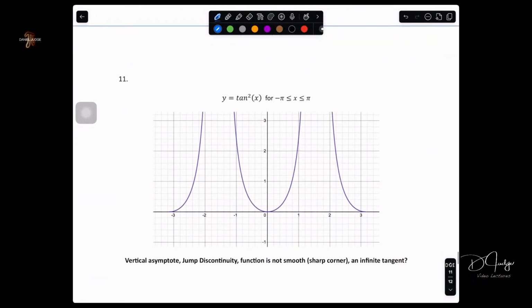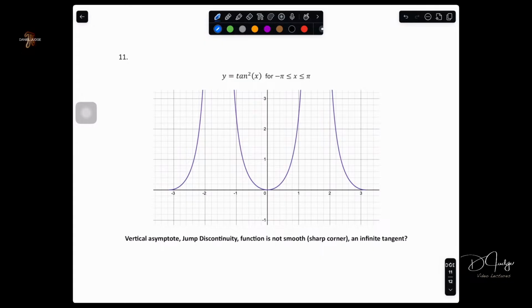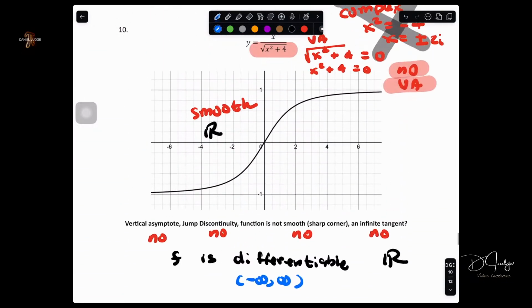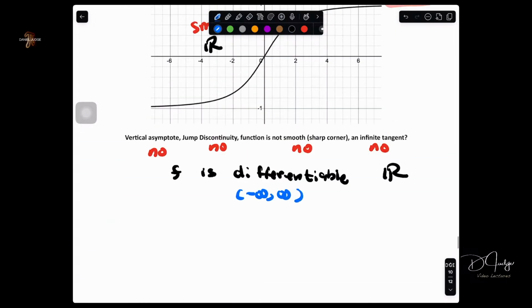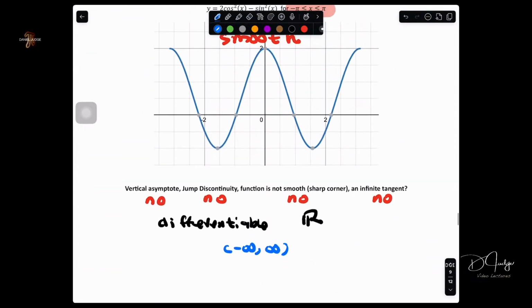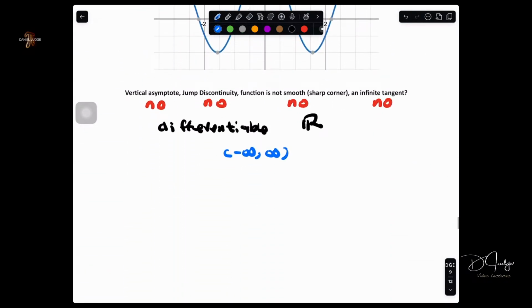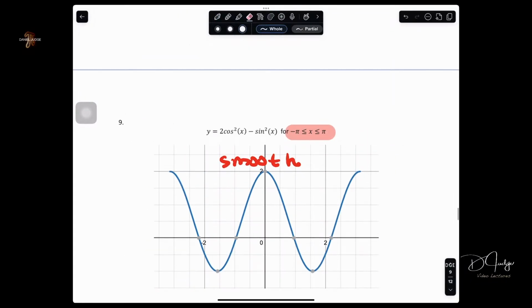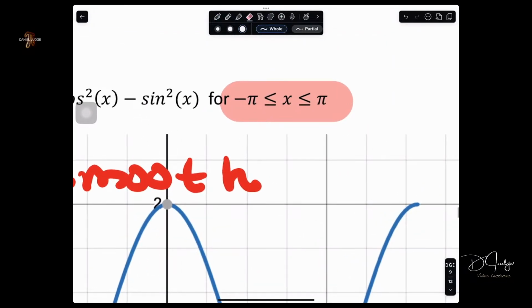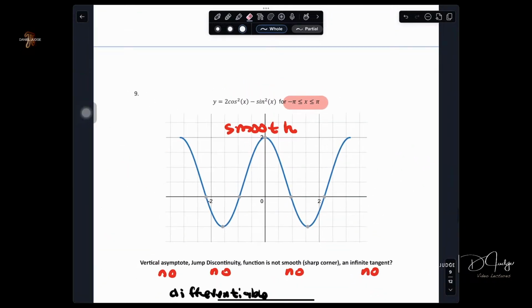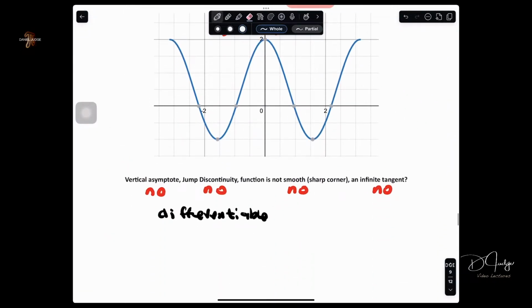All right. Number 11. Okay, this is interesting here. And yes, this is all real numbers over here. And let me go back. I apologize. No, this isn't all real numbers. It's not differentiable everywhere. Let's go back. We made a mistake. This is only defined from negative pi to pi. So it's differentiable over the domain that it's defined for.